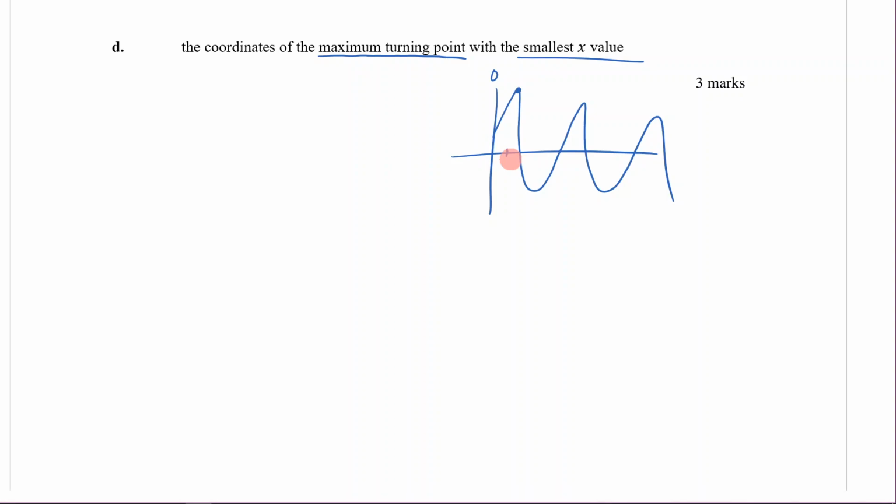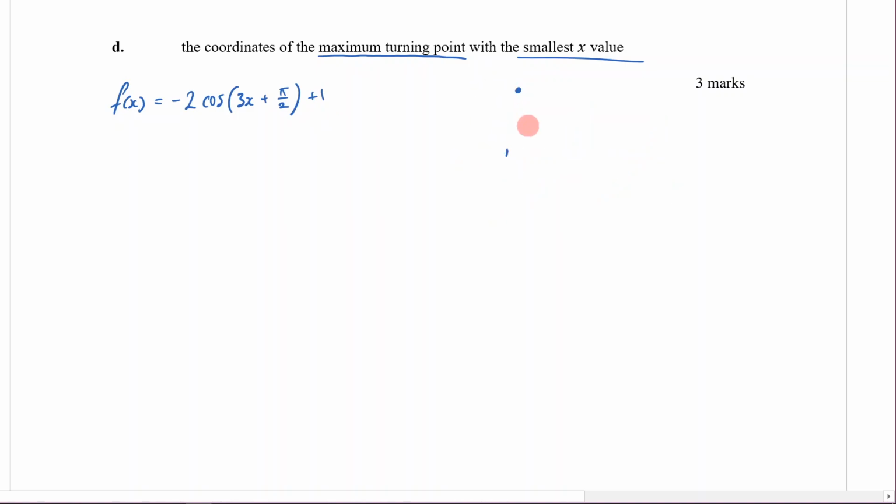Well, there's a couple of things I know about this graph that are going to help me figure this out. Actually, let me just write down what the graph is again. The graph that I'm dealing with is f of x is equal to negative 2 cos (3x plus pi on 2) plus 1. If I was to give this a bit of a better sketch, I'm here, I'm here. I know that I'm 1 up, so I'm centered around this 1.